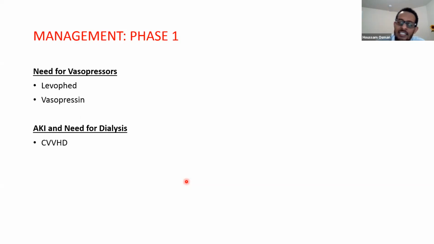Okay. The second thing, when they come in sick, and this is really for a patient who ends up in the ICU, is their need for vasopressors. You give them a lot of fluid, you believe that you resuscitated the patient well, but they're still hypotensive. They have significant systemic inflammatory response syndrome and they're hypotensive, then they need a pressor. Our pressors of choice are Levophed, norepinephrine, and vasopressin.